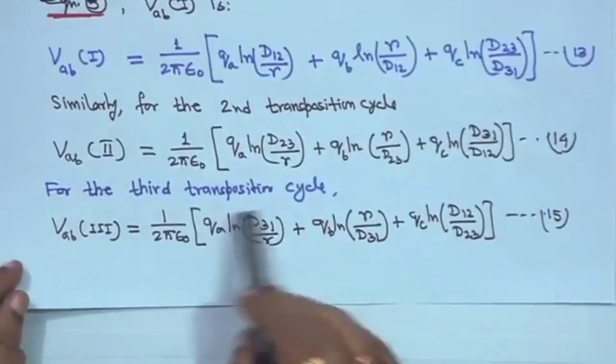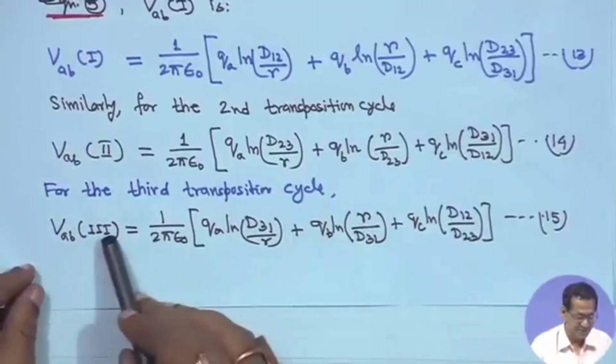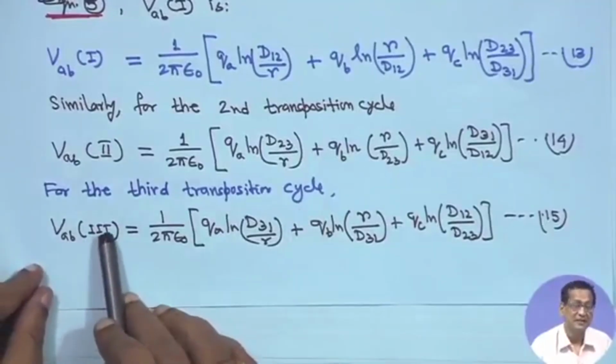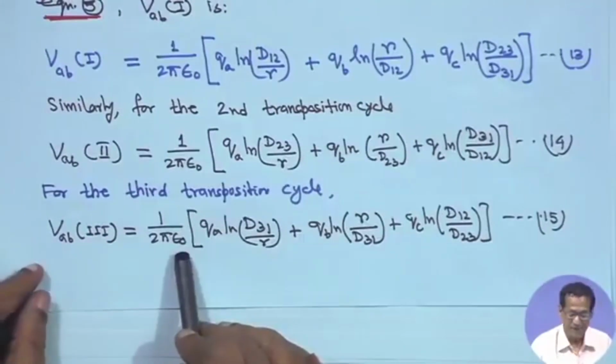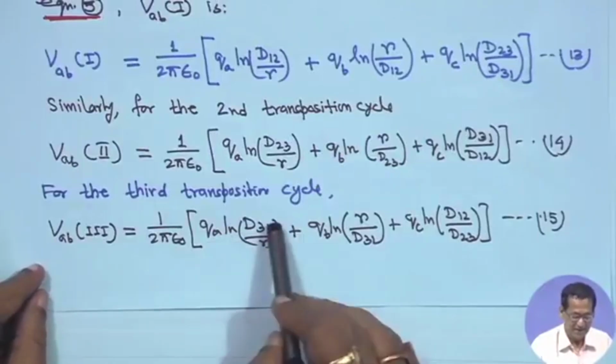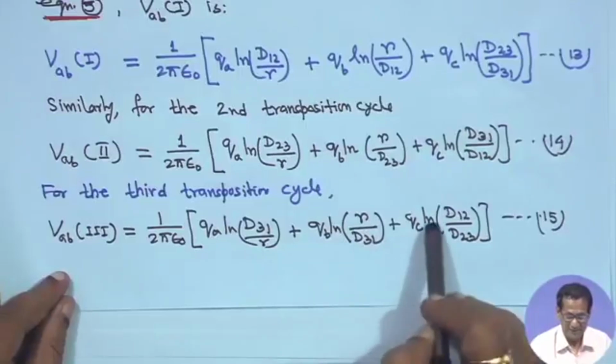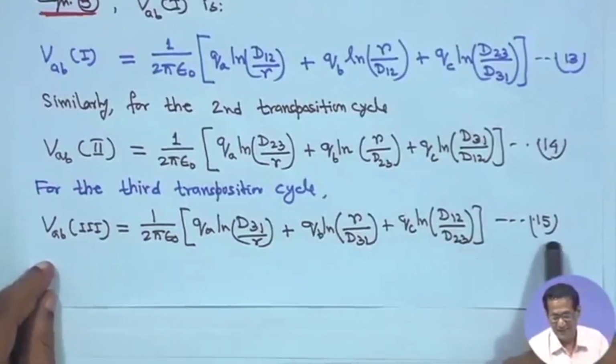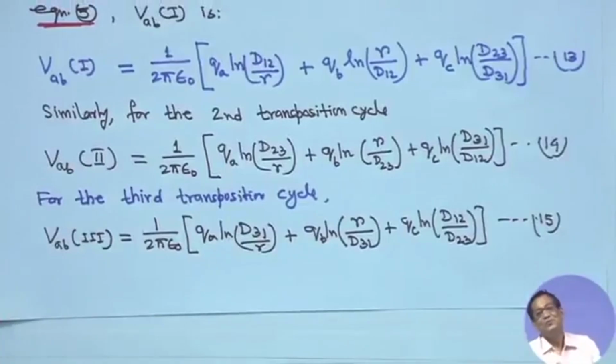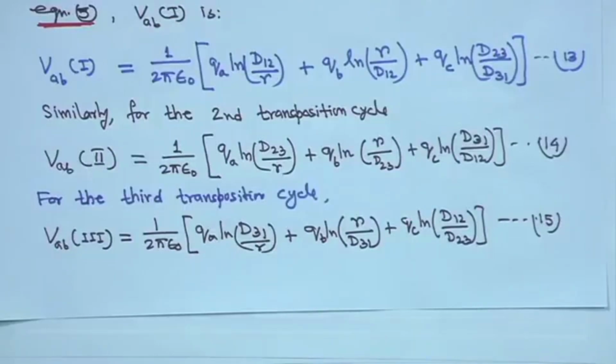Then for the third transposition cycle, VAB for section 3 is equal to 1 upon 2 pi epsilon 0 times QA ln D31 upon R plus QB ln R upon D31 plus QC ln D12 upon D23. This is equation 15. From your imagination you can also write this equation without looking at the diagram. If you understood, then there is no need to look at the diagram; from intuition you can write it.